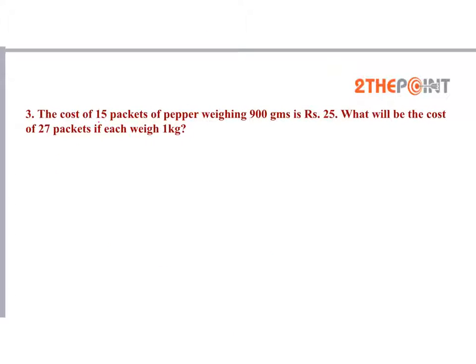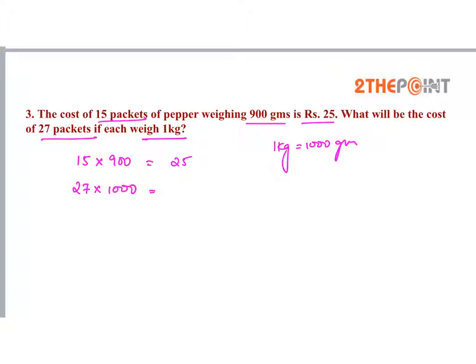The cost of 15 packets of pepper weighing 900 grams is 25 rupees. What will be the cost of 27 packets if each weighs 1 kg? It is given that 15 packs of pepper weighing 900 grams is 25 rupees and 27 packets weighing 1 kg. We know that 1 kg is equal to 1000 grams. We have to find the cost.